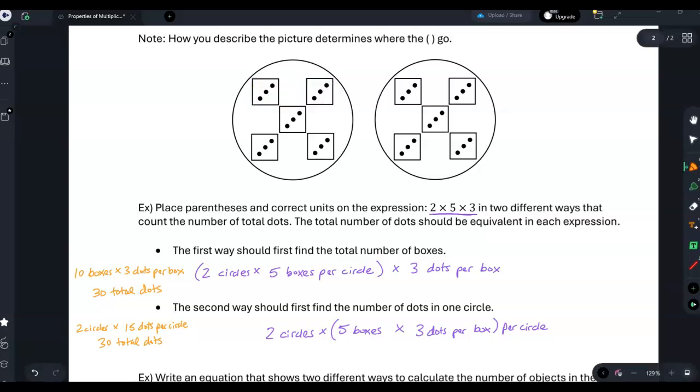So that means there's 15 dots inside that circle. And then I just multiply that for however many circles I have, right? So it's just 2 different ways of looking at it, and both of them give you the same answer. And if you look at the 2 different ways, once you've written it out, you can see both of them are 2 times 5 times 3, but one of them has the parentheses around the 2 times 5, and the other one has it around the 5 times 3. Just 2 different ways. So let's look at another example.